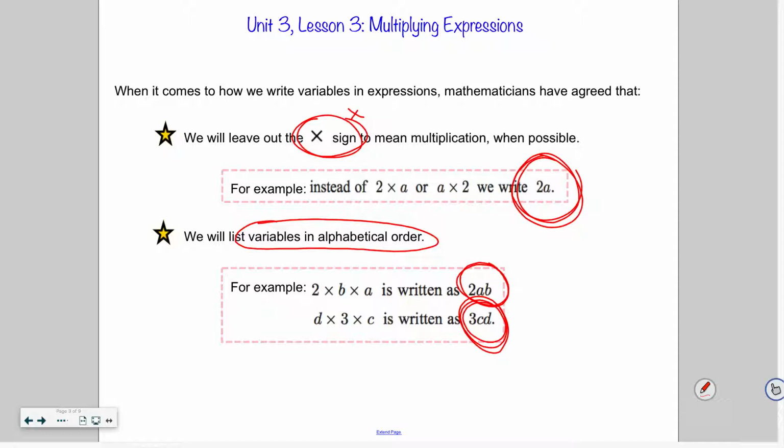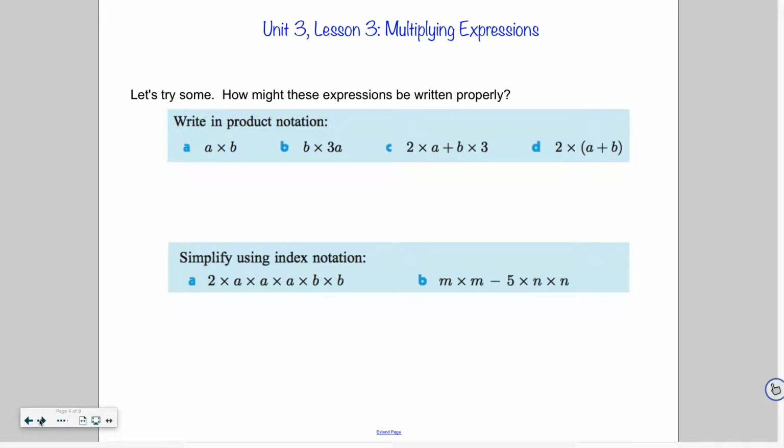Miss G, when I'm learning this for the first time, if I put the letters in the wrong order, is it wrong? No, it's not. It's just something to get used to as we move forward. Should we try some? All right. How would we write this a little bit nicer, a little bit more correctly?